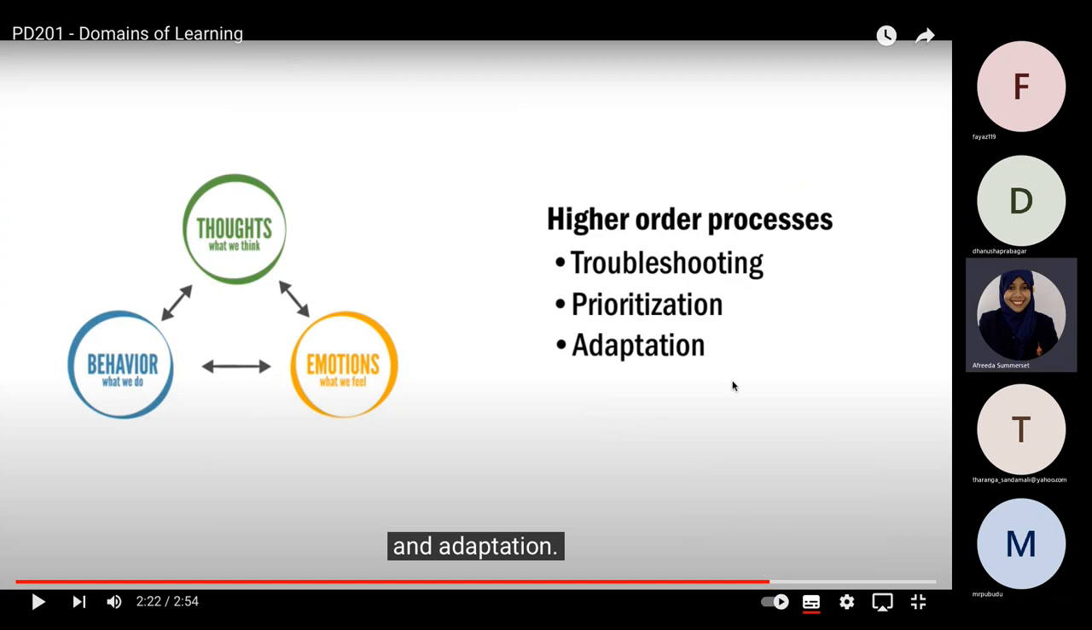Do you all know the meaning of troubleshooting, prioritization, and adaptation? Do you all know the meaning of these three words? Anybody? Students? Do you all know?